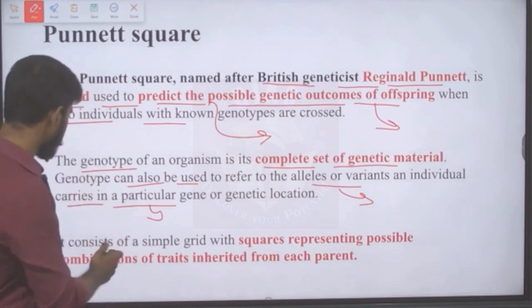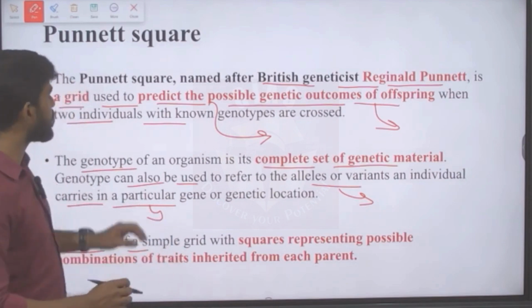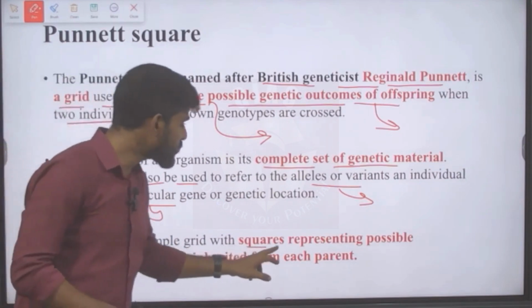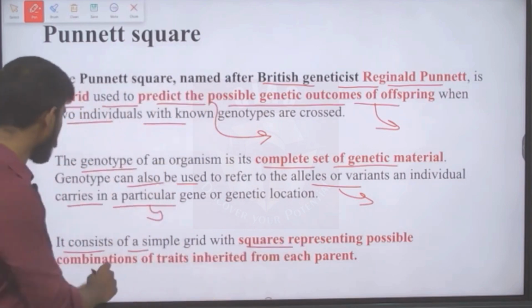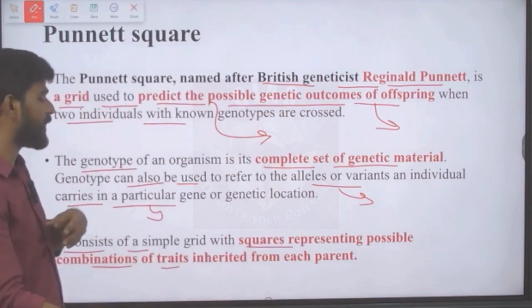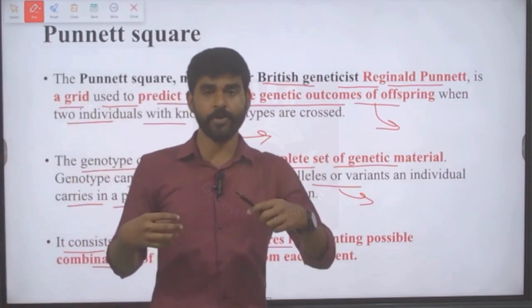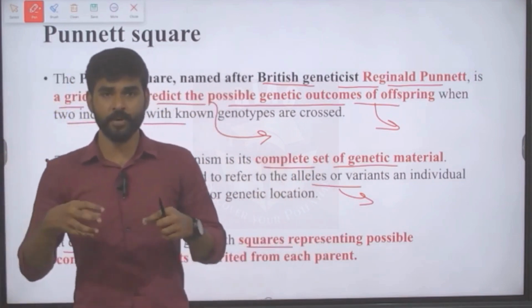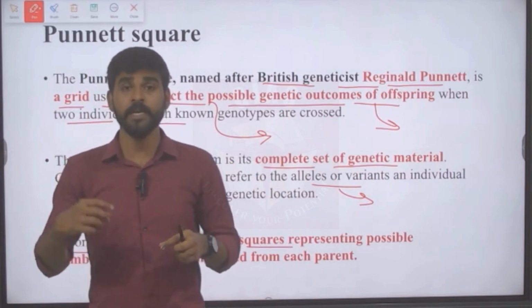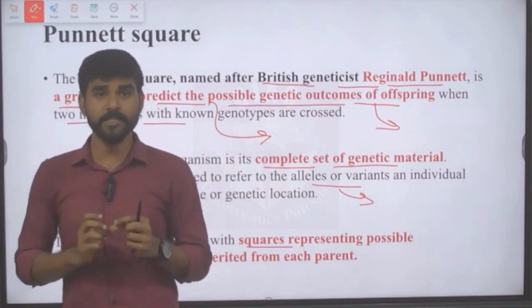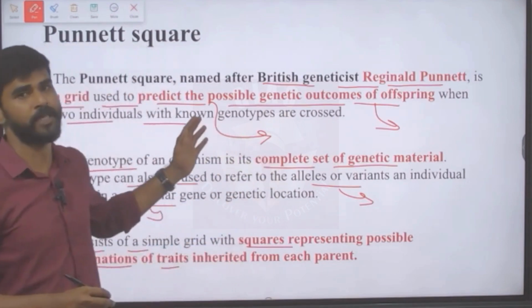Okay, and it consists of a simple grid. What consists of a simple grid? This Punnett square consists of a simple grid with squares representing possible combinations of traits inherited from each parent. Each parent will be contributing to different traits of the offspring or the child. So what are all the possible combinations that can be there? This is got with the help of Punnett square.